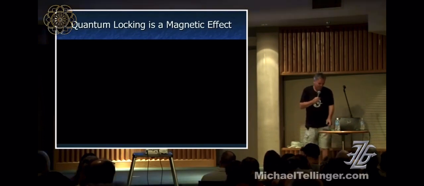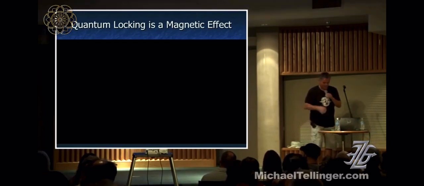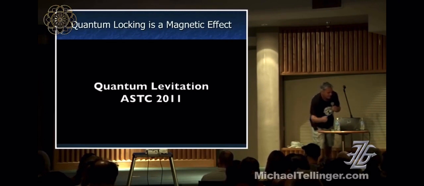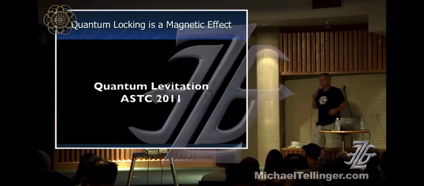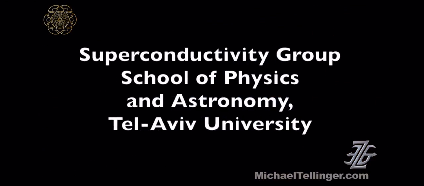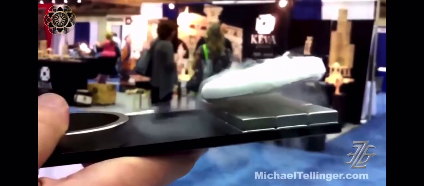And, sorry, let me go back here. You might have seen this thing before. So this sort of quantum locking is actually just a magnetic effect. You just saw it in the previous video. So what if we got here? So we have quantum locking. The superconductor is locked in space and it stays wherever I put it.